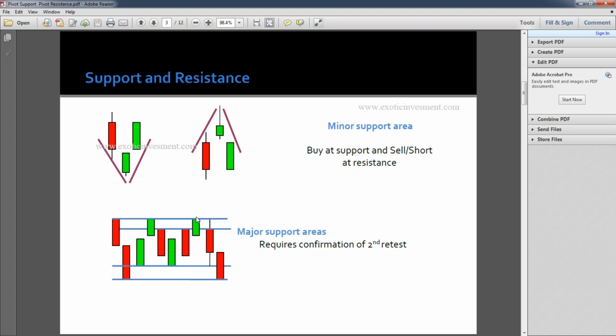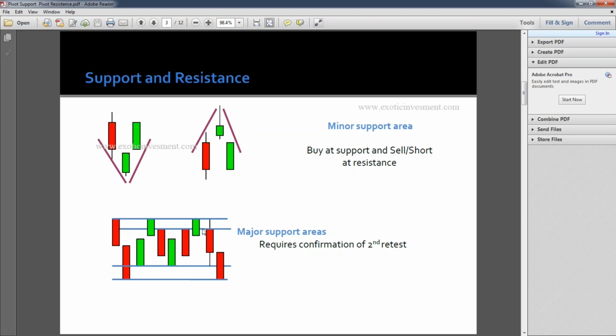That is the place where you will have to buy if it goes above the resistance, and sell if it goes below the support zones. You have to see there is a confirmation which is required. If this is a support or a resistance zone, it has to touch, and afterwards it has to touch again to consider it as a major support area.